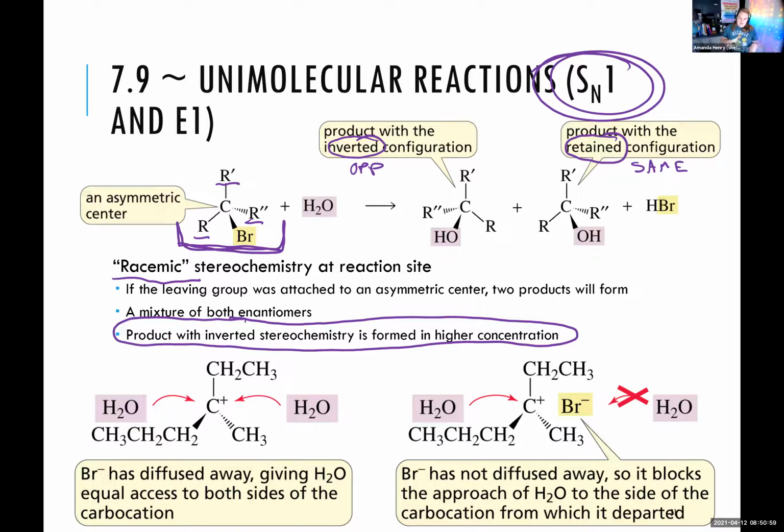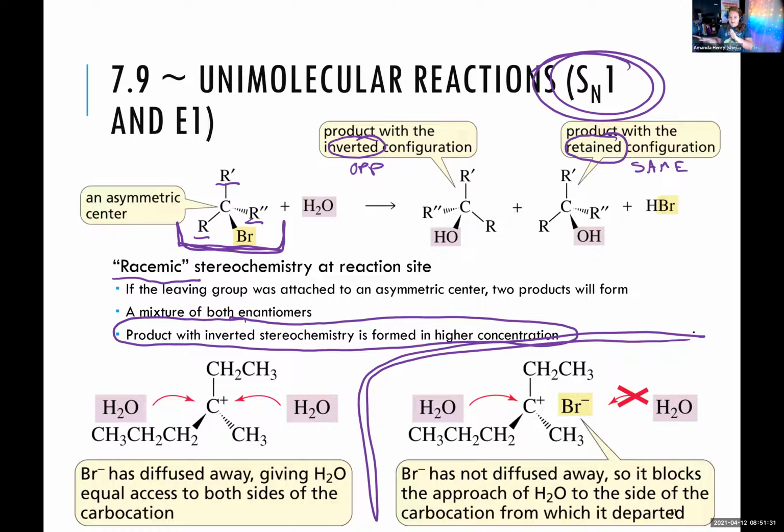The reason why the one with the inverted stereochemistry has a little bit higher concentration is because of this picture on the right-hand side over here. In this example, the bromine is our leaving group. When it breaks off, though, it's negatively charged, and it creates a carbocation. So even though there's not a bond there anymore, there's still going to be an attraction. There's still a positive and negative attraction. And so it doesn't quite leave.